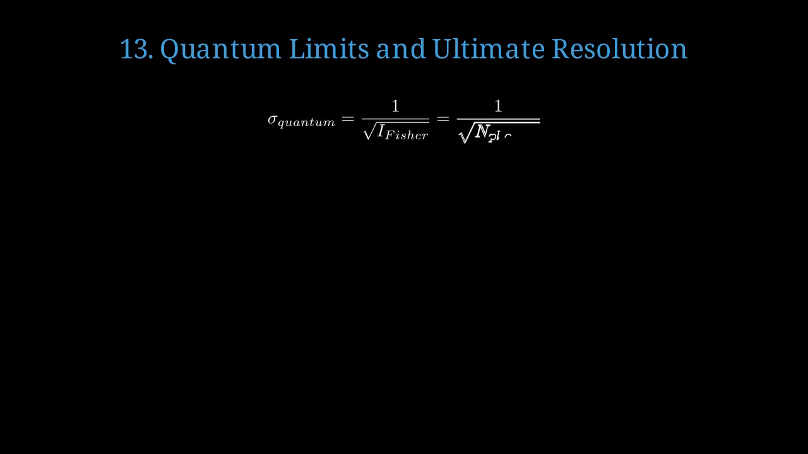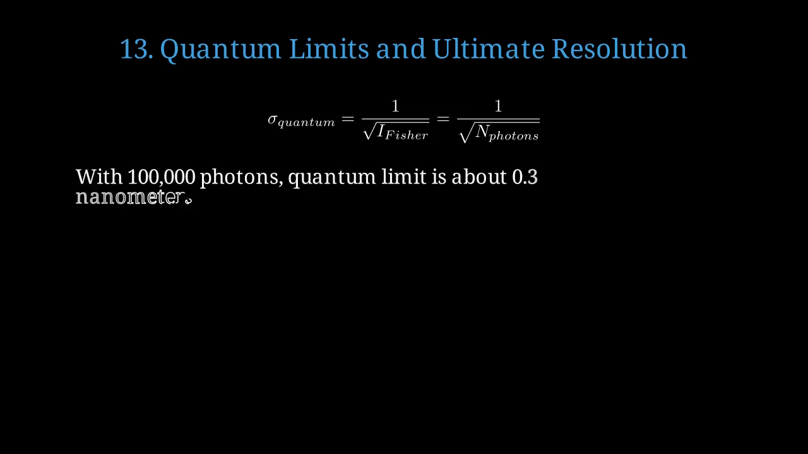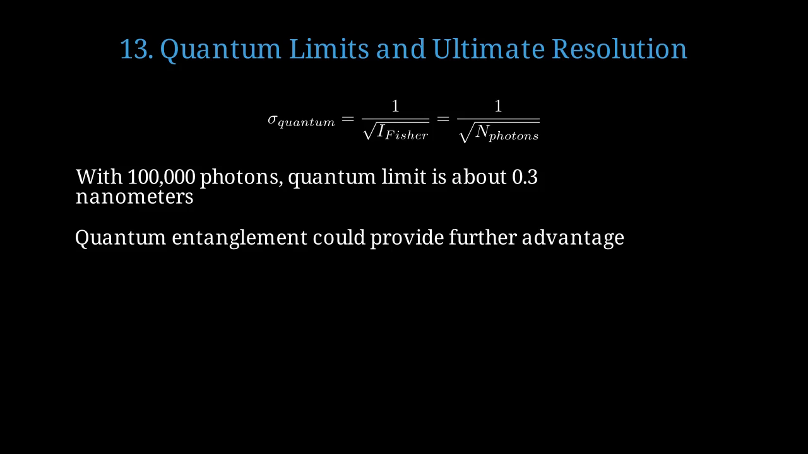The quantum Cramér-Rao bound states that localization precision is fundamentally limited by 1 over square root of detected photons. No technique can beat this. If we could collect 100,000 photons from a single molecule without bleaching, the quantum limit would be approximately 0.3 nanometers, approaching interatomic distances. Quantum entangled photon pairs might provide additional advantage through quantum metrology protocols, though this remains mostly theoretical for microscopy. With m-photon entangled states, precision could potentially improve by an additional factor of square root m, the Heisenberg limit.